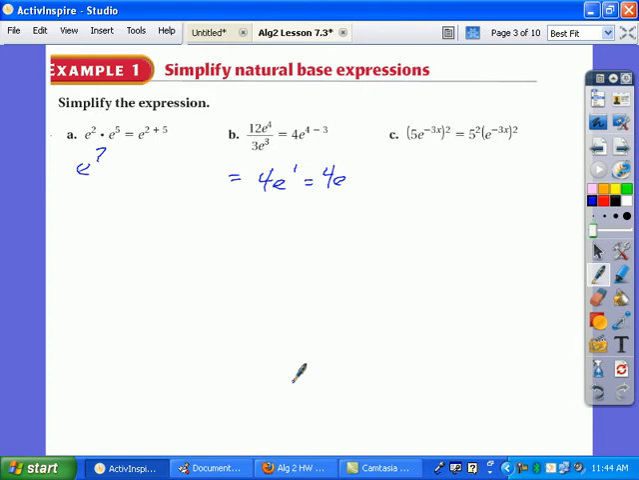Here in part C we get a little bit more complicated, but still the rule says I bring the 2 in to both pieces. It gives us 5 squared, and then e to the negative 3x squared, which will be e to the negative 6x. All the rules for exponents still apply. e is just a number.